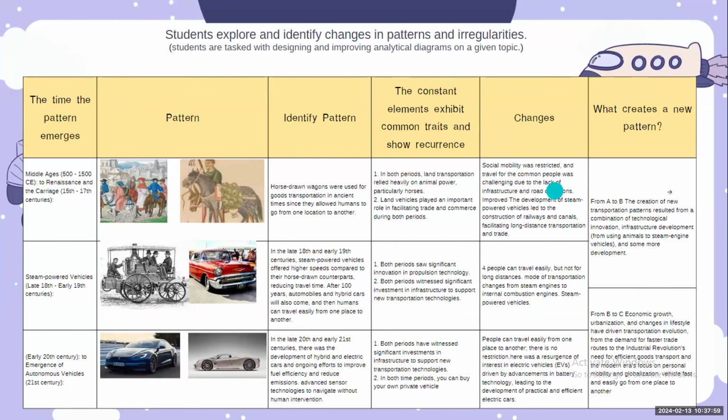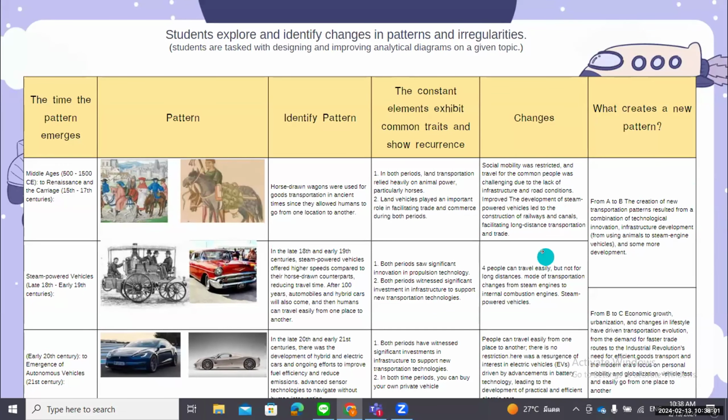What created the new pattern? I think from A to B, the creation of transportation patterns resulted from a combination of technology and innovation. At this time of innovation, goods vehicles were manufactured, and development moved from using animals to steam engine cars. We were no longer using animals; we used manufactured cars, and that time saw more development.